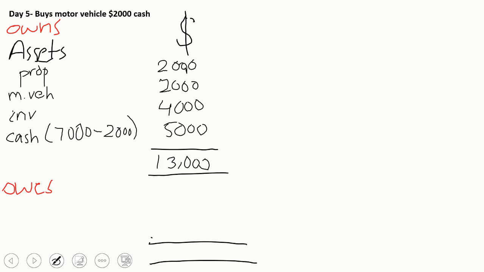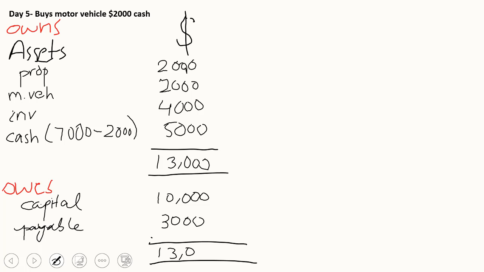So let's see what business owes. Capital. Business owes to the owner still the same amount, 10,000. There is no change. And to someone else, it's still the same. And how much is that? 3,000. Still the same. So this side would be equal to this side. So now we'll see the dual effect. Motor vehicle has gone up by 2,000 and cash has gone down by 2,000.